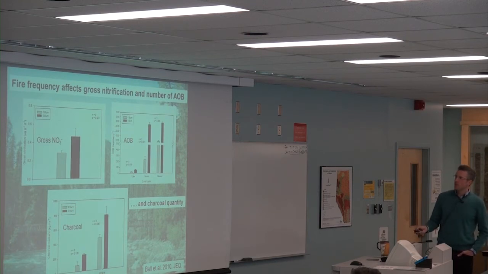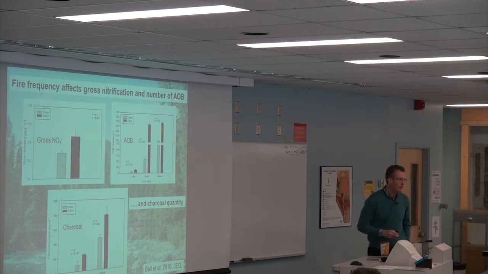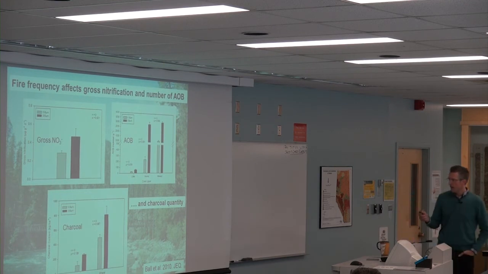And the sites that burned more frequently had more nitrate, more gross nitrification, more ammonium oxidizing bacteria, and also had more charcoal quantity in those soils. So that's evidence that charcoal is having a direct effect on these ecosystem properties.